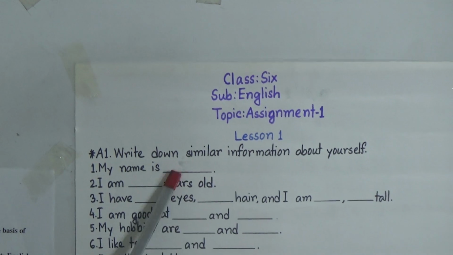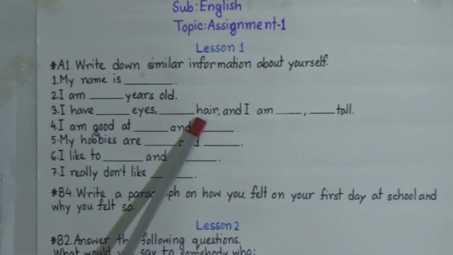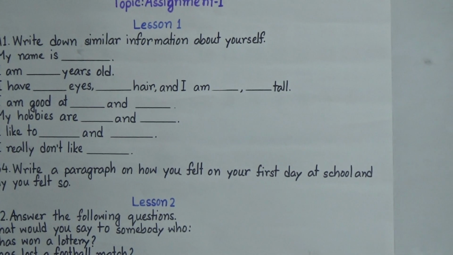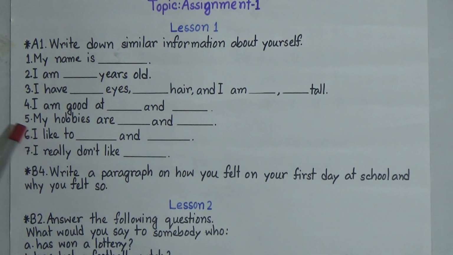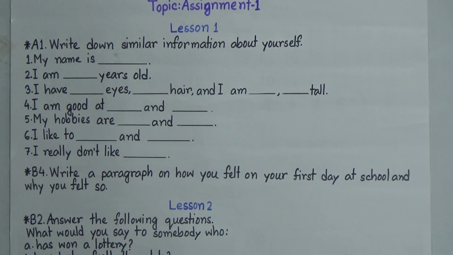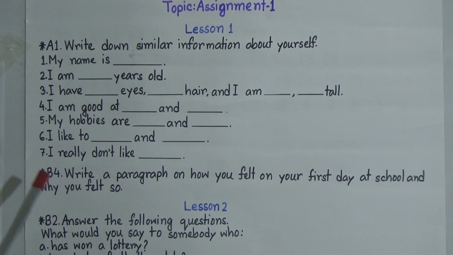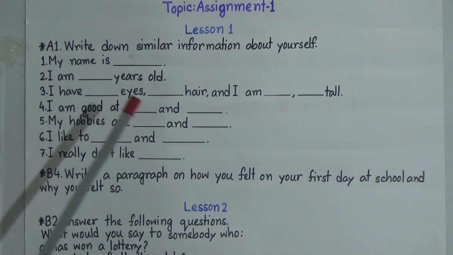Okay, now look, what is in the first number 1, my name is dash, so you will write your own name. Number 2, I am dash years old. Number 3, I have dash eyes dash here, and I am dash tall, there's the blanks. Number 4, I am good at dash and dash, so you will write whatever you are good at. Number 5, my hobbies are dash and dash, so you will write your hobbies. Number 6, I like to dash and dash, so whatever you like, what you like or what you dislike, you will write here. Number 7, I really don't like dash, so you will write about yourself actually.